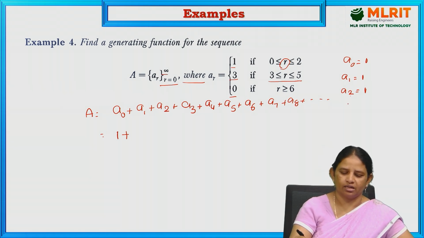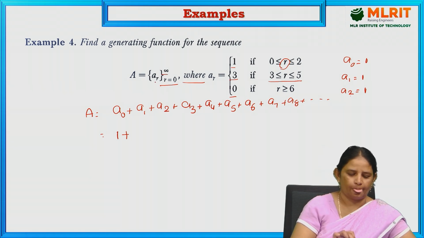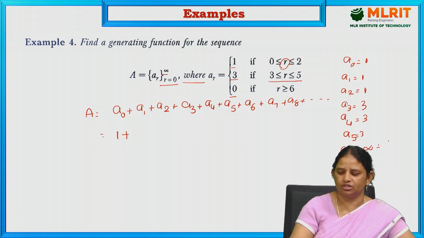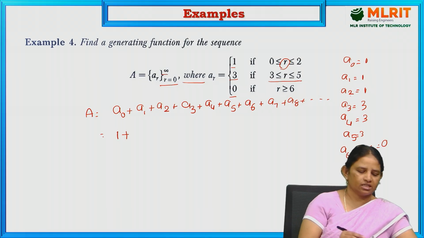Then r value is 3. We can write it as r value is in between 3 to 5: A3, A4, A5, the value is 3. Then for A6 up to infinity terms, the value is 0. These are the values. What is the generating function?